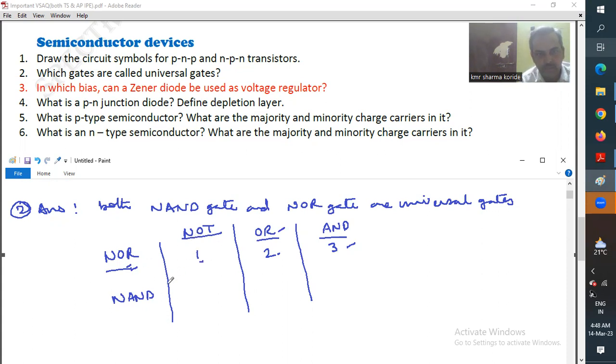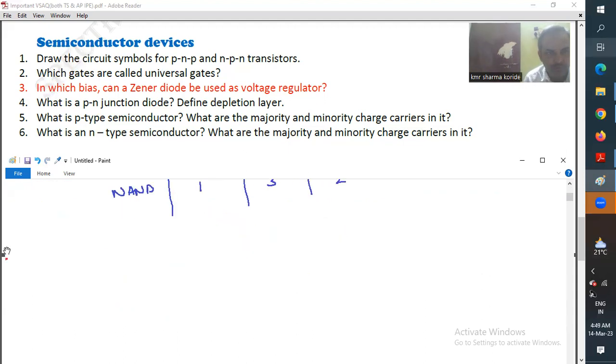Similarly, to get a NOT gate from NAND, you require one NAND gate. To get an OR gate, you require three NAND gates. To get an AND gate from NAND, you require two NAND gates. So this is the answer for this question. Next.